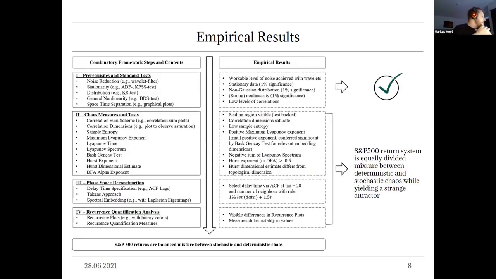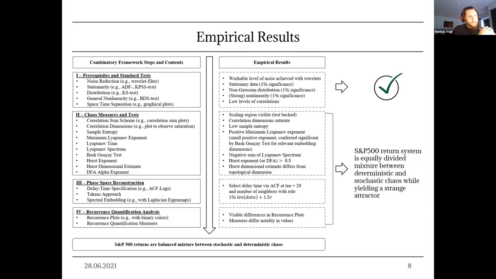What are our empirical results? I know we use a lot of different methodologies, and since we're on a clock, it's going to be a little bit quicker. So on our first step, we see that we reduce the noise successfully. We don't have analysis-destructive levels of temporal correlations. These are the most important ones. We have strong nonlinearities. We have stationary data sets, even if we use logarithmic returns, where you can argue about whether it's artificial or not, but it's for us a brute force method in order to ensure stationarity. So we can say, okay, our prerequisites are met, and we can calculate all the chaos measures and tests.